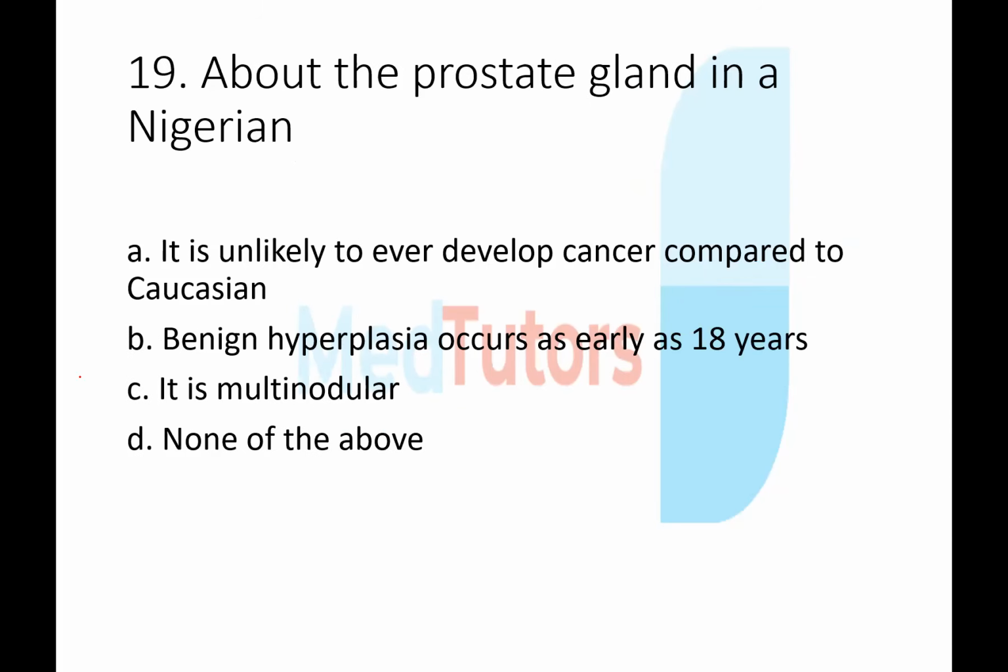About the prostate gland. A, in a Nigerian, it is unlikely to ever develop cancer compared to Caucasians. B, benign hyperplasia occurs as early as 18 years, okay? C, it is multinodular. D, none of the above. So your answer here is D, because all these are not correct.